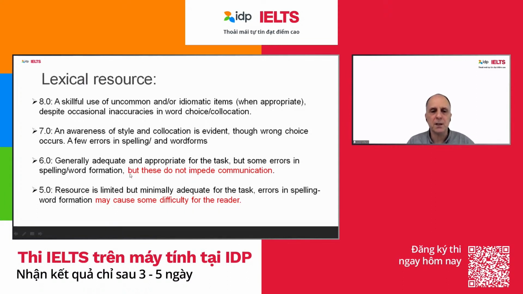But the key point I want to highlight here: for a 6, you can have some errors, but these do not impede communication. So basically, it's easy to read. For a 5, errors may cause some difficulty for readers. So just really highlight those. That's why it's important to read through once you've completed it, especially your paragraphs. You don't have to read everything, but really read through your paragraphs again, if you get a chance.